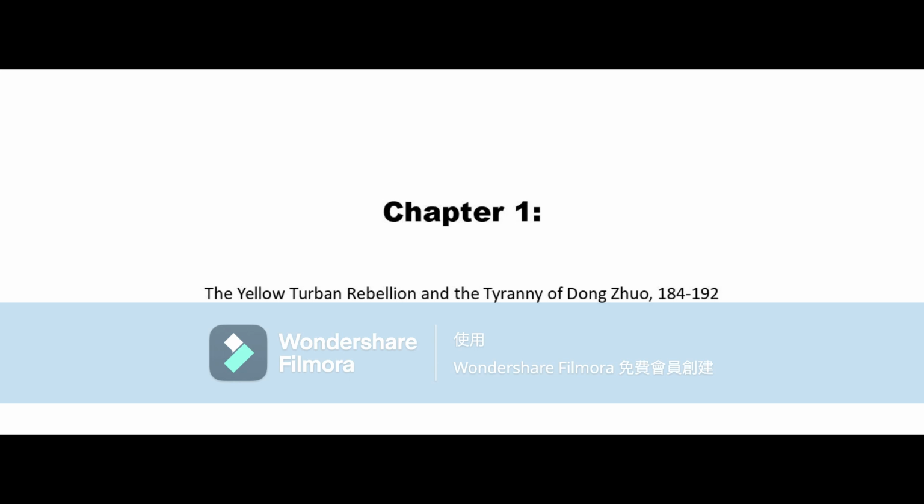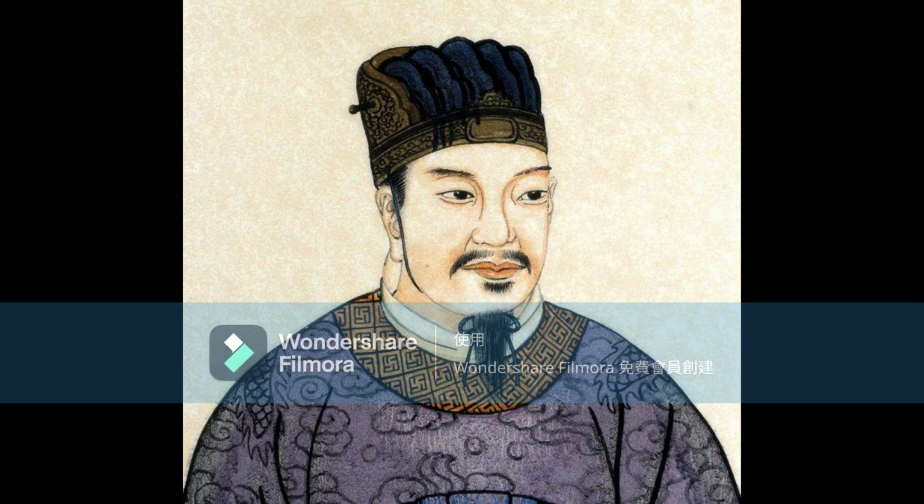Chapter 1. The Yellow Turban Rebellion and the Tyranny of Dong Zhuo, 184 to 192 AD. In 184 AD, China was nearing the end of the Han dynasty. The emperor at the time, Emperor Ling of Han, was far from ideal. His regime was marked by the sale of official positions to corrupt individuals. This, combined with natural disasters, led to numerous problems within the state.